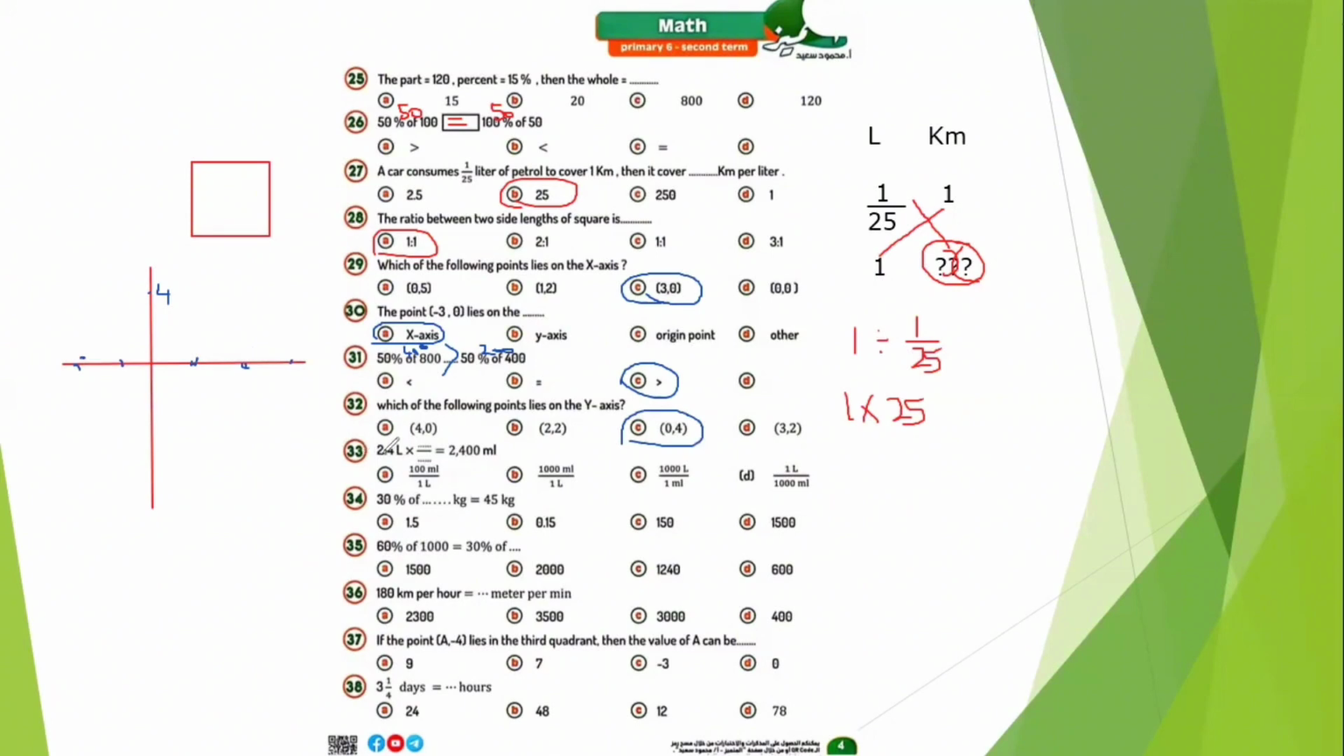33. 2.4 liter times what equals 2,400 milliliter. To convert from liter to milliliter, you have to multiply by 1,000. So of course this is wrong because this is 100. 1,000 liter equals 1 milliliter. This is wrong. When we multiply by 1,000, we will choose B.